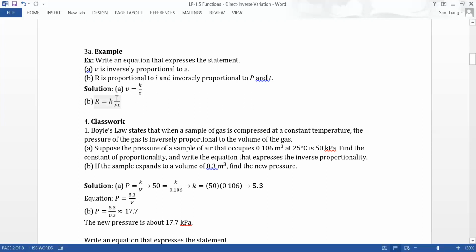So we will write that in the numerator, K times I. You can also see this, by the way, as Ki over T. But yeah, scientists like to write the formula like this, so you'll probably see a format like that in your science textbooks. So directly proportional to I and inversely proportional to P and T. Whenever you see inversely proportional, just write those variables in the denominator. Okay, so K times I over P times T. That's your final answer for part B.